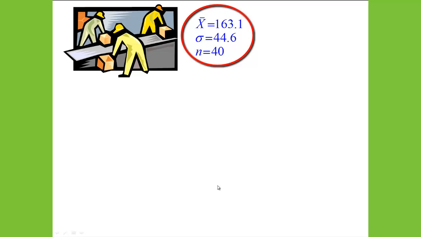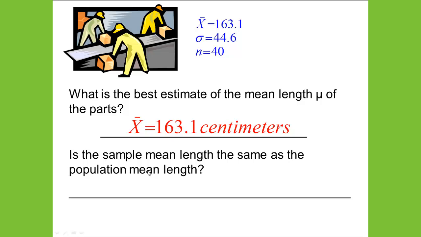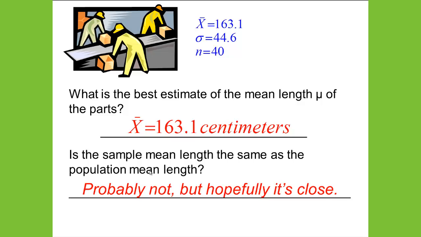So there are our numbers again: X bar equaling 163.1 centimeters, sigma equaling 44.6, and n equaling 40. What is the best estimate of the mean length mu, or the population mean, of the parts? Well, the best estimate we have is that sample mean X bar of 163.1 centimeters. That's our best estimate. Is the sample mean length the same as the population mean length? No, probably not, but hopefully it is close. Well, the question then becomes, how close?